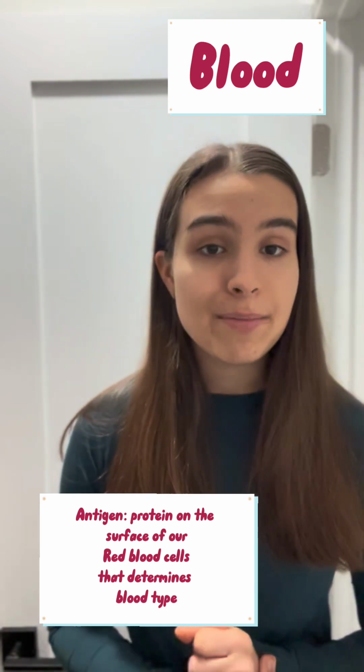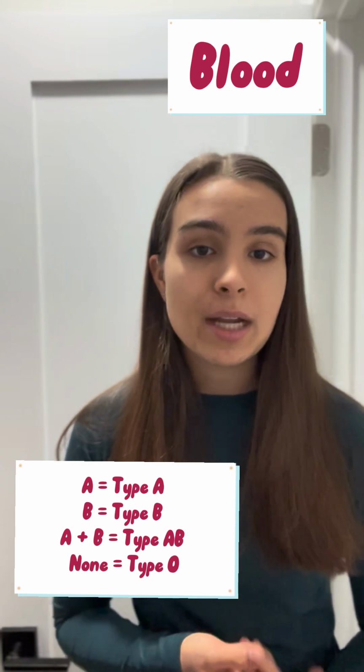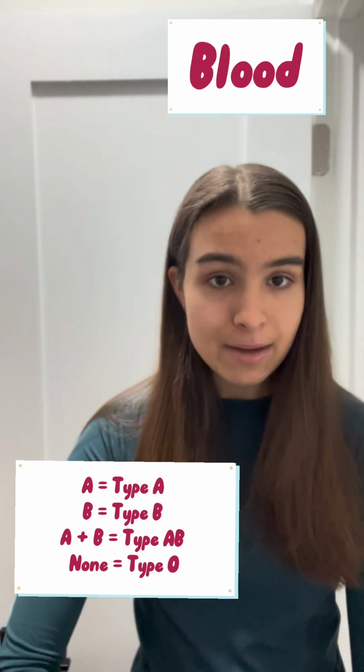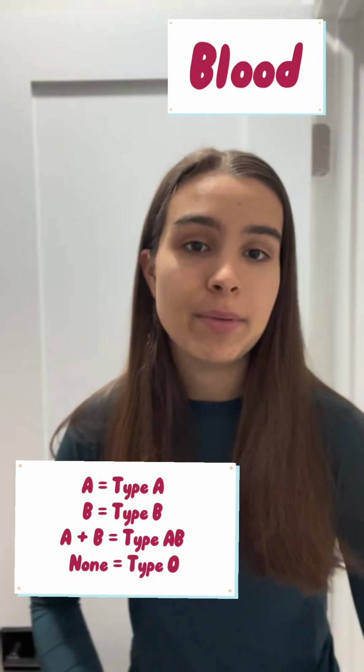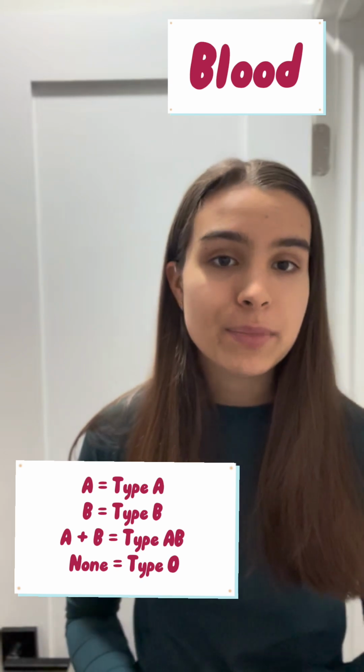So if you type A blood, that means you have an antigen that is an A. If you have B blood, that means you have an antigen that is a B. And if you have both A and B antigens, you are an AB blood. If you have no antigens at all, you are an O blood.